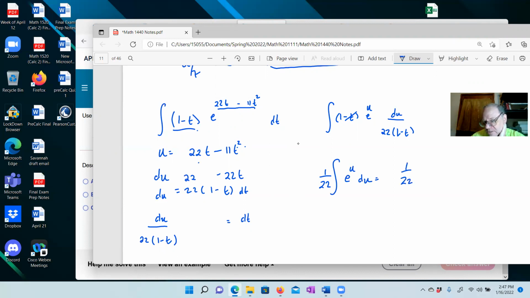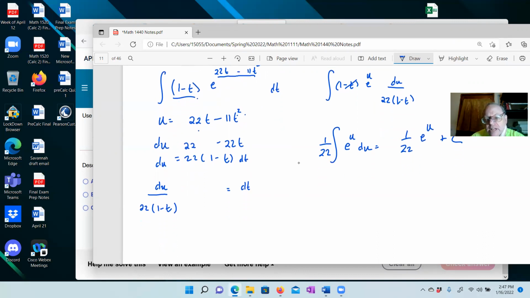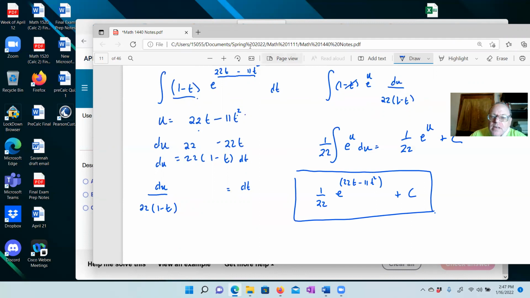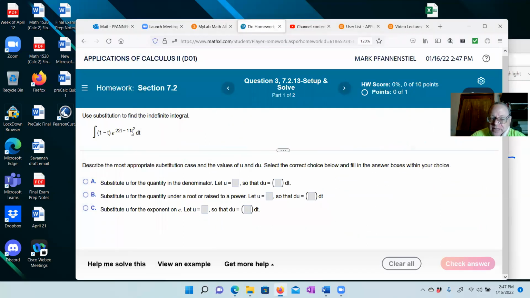So we have 1 over 22 e to the u plus c. And then go back and say, e to the what was u? U was 22t minus 11t squared, and then plus c, and we are set. So it's not so bad. A lot of these are going to be suspiciously similar to each other, and that's how you tell what's going on here.